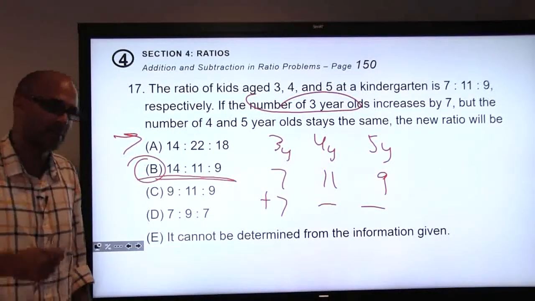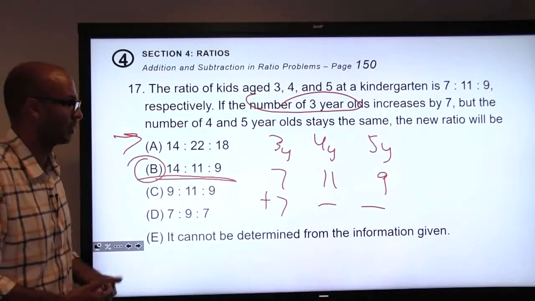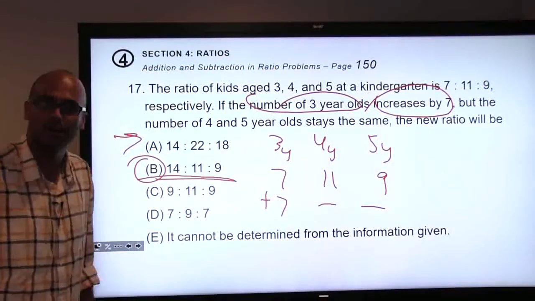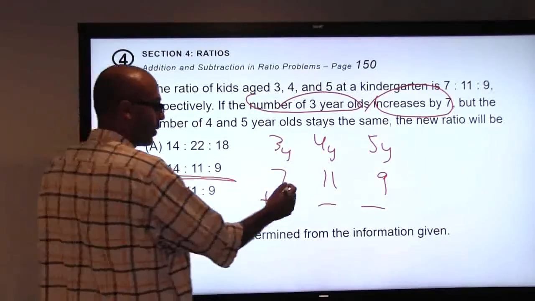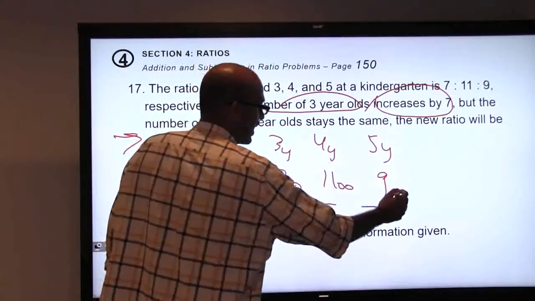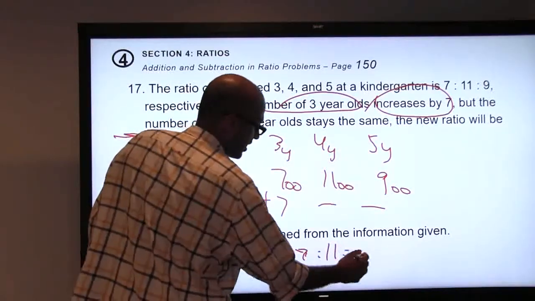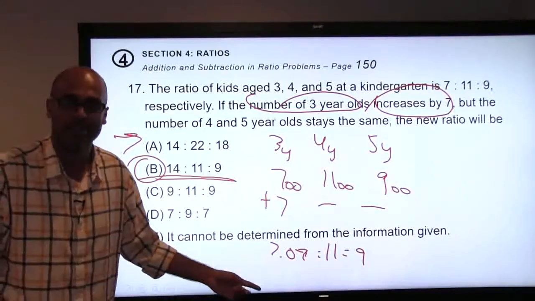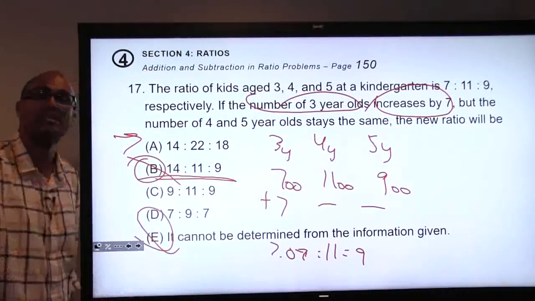So you have to be asking yourself, what's the catch here? Well, if I crush the skill builder, I know that I can't just start adding and subtracting absolute numbers. The skill builder teaches me that. This isn't a complicated question. If there were 700 kids, 1,100 kids, 900 kids, notice the ratio barely changes. It's basically 7.07 to 11 to 9. So no way can this be done.